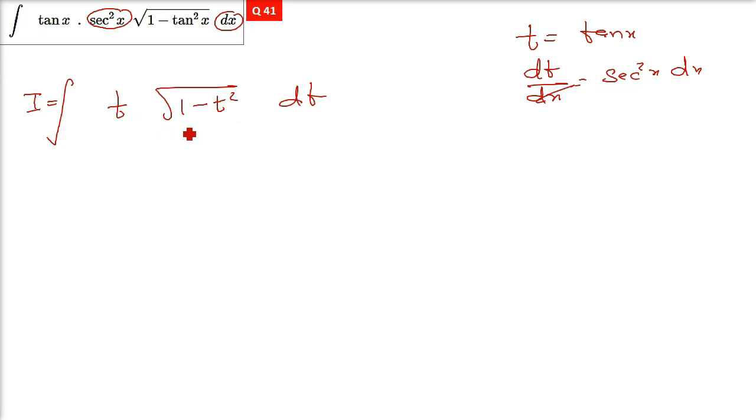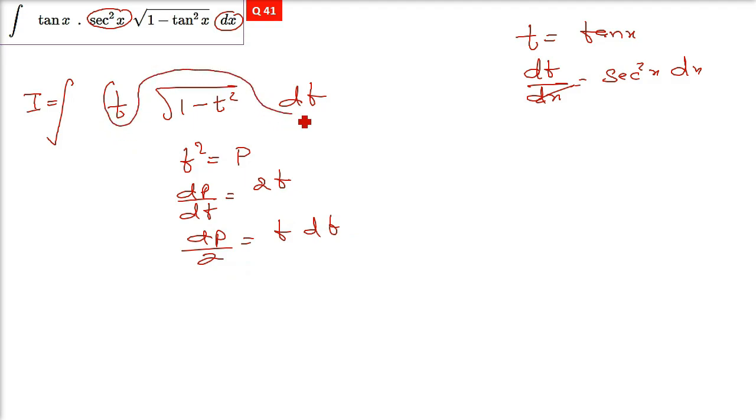But you know t square differentiation will be 2t. So we'll take t square as some y or some k or some p. So this is the substitution we are doing. Now dp by dt will be equal to 2t, so dp by 2 will be t dt. So this t dt is going to be equal to dp by 2, and under root 1 minus t square will be p.